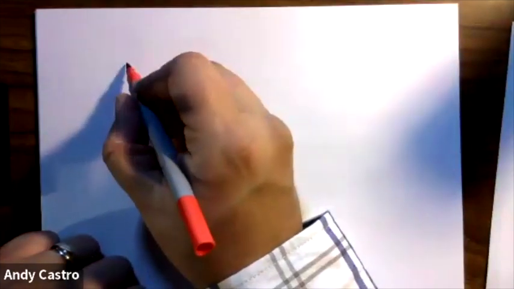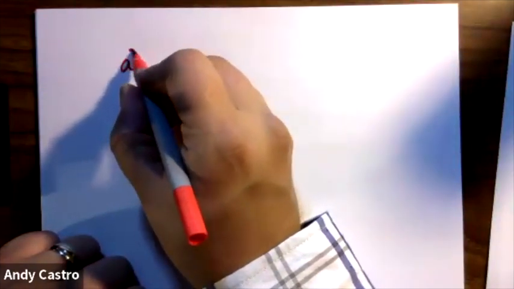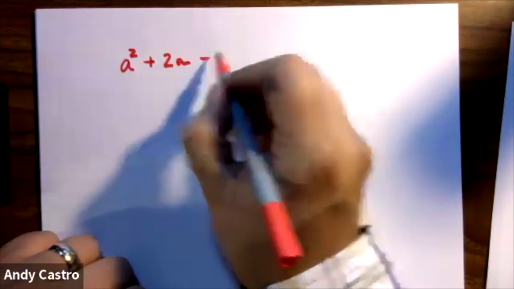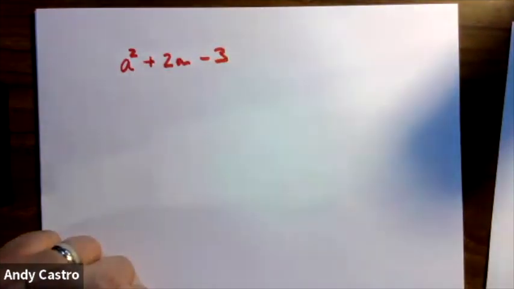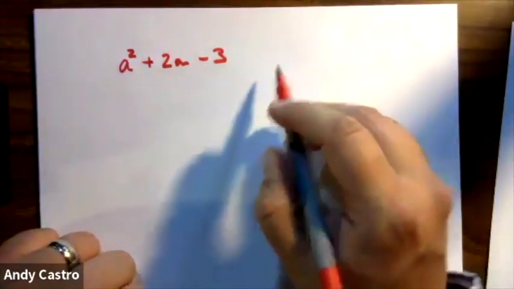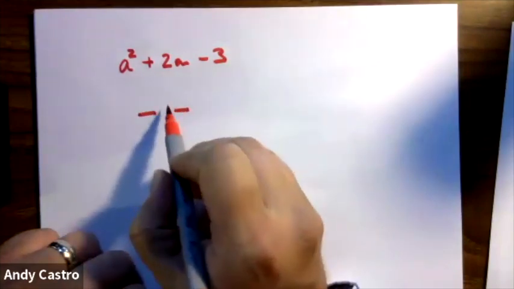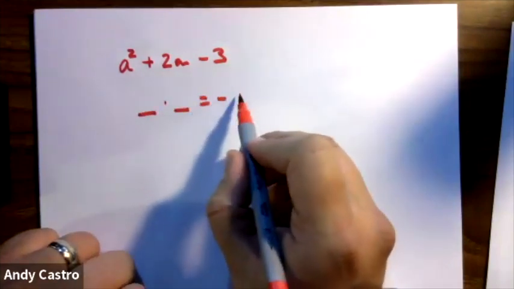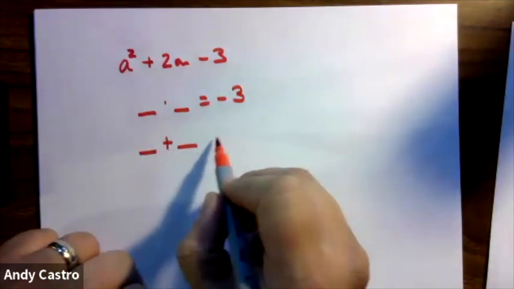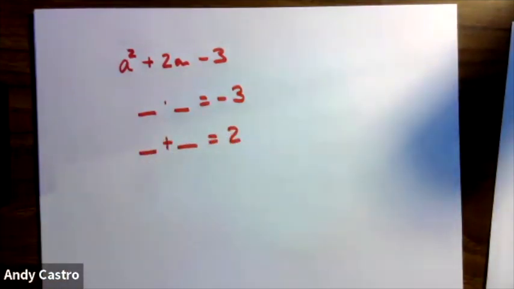Look at another one. We're going to have a squared plus 2a minus 3. All right. So now I don't have x's, but I know what I'm doing. I need two numbers that when I multiply them together, they give me negative 3. The same two numbers, when I add them together, have to give me a positive 2.